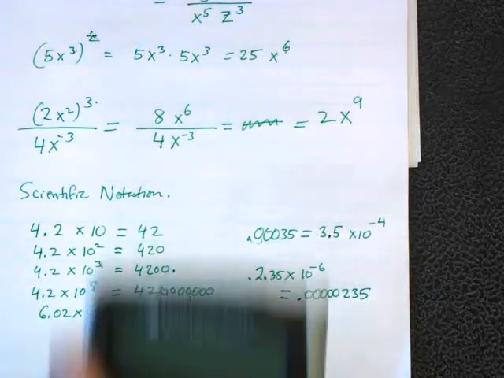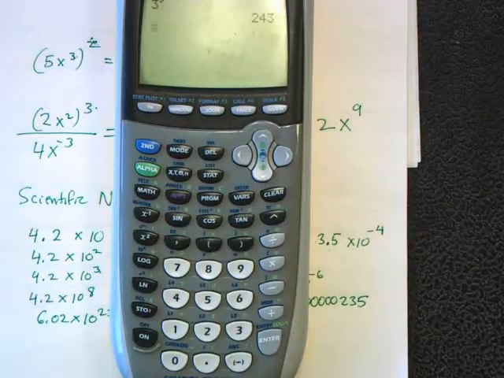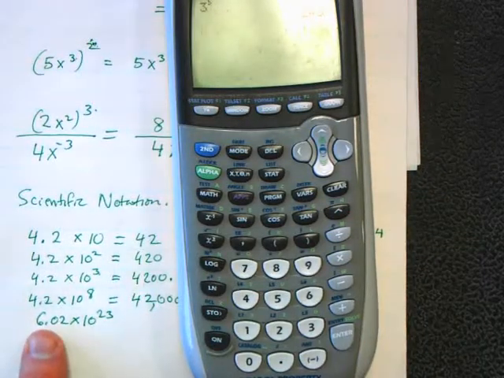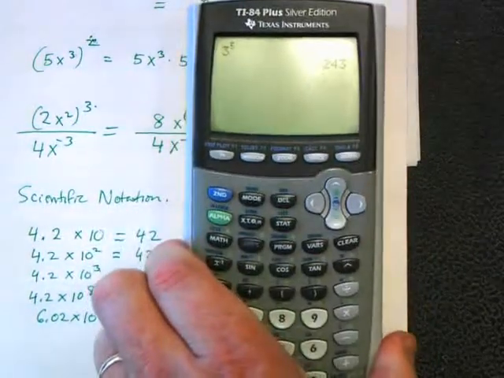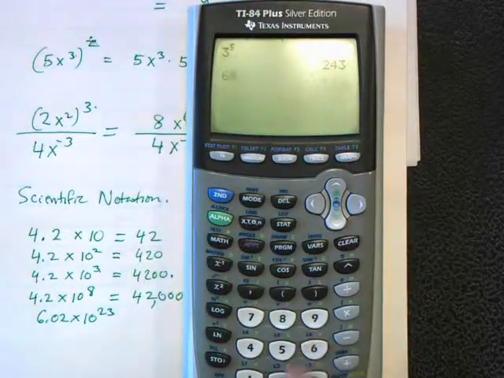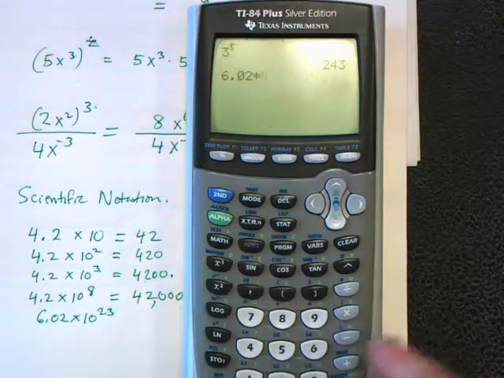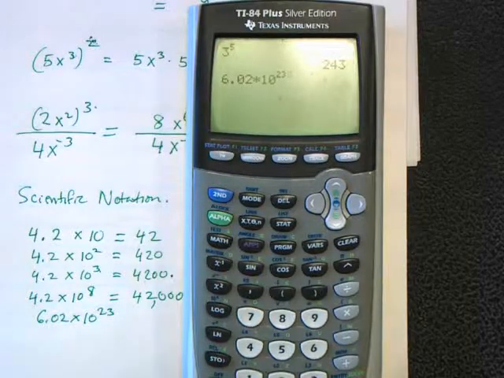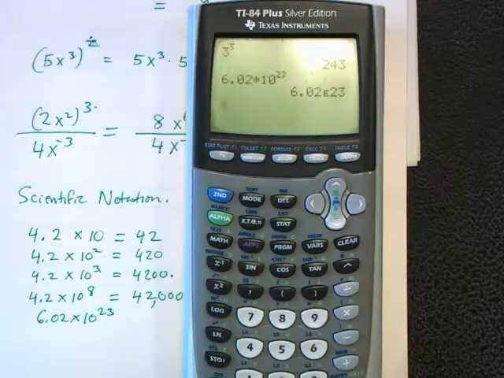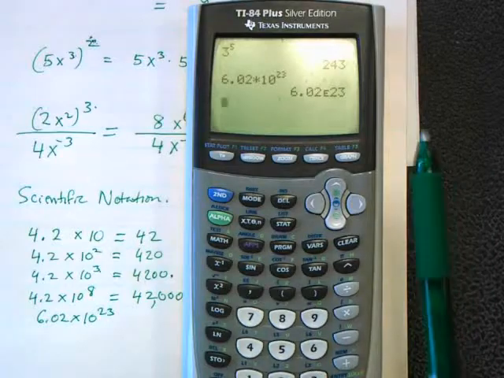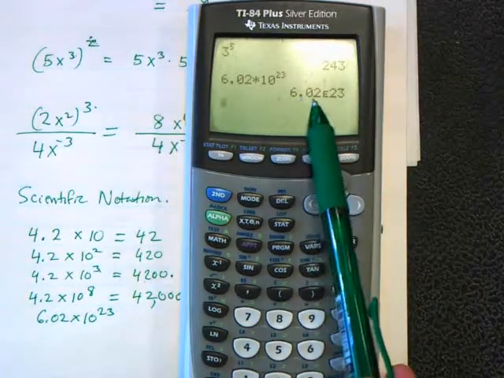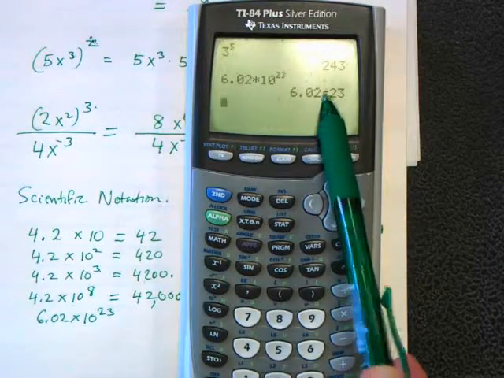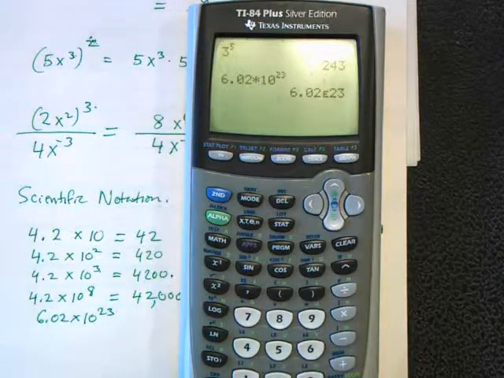All right, your calculator does do scientific notation. It does it very well. So if I wanted to type in 6.02 times 10 to the 23rd, I would type it in as 6.02 times 10 raised to the 23rd. And if I hit enter, it writes this. So this is the calculator's symbol for notation. 6.02 E23. What does that E mean? It means 10 to the 23rd.